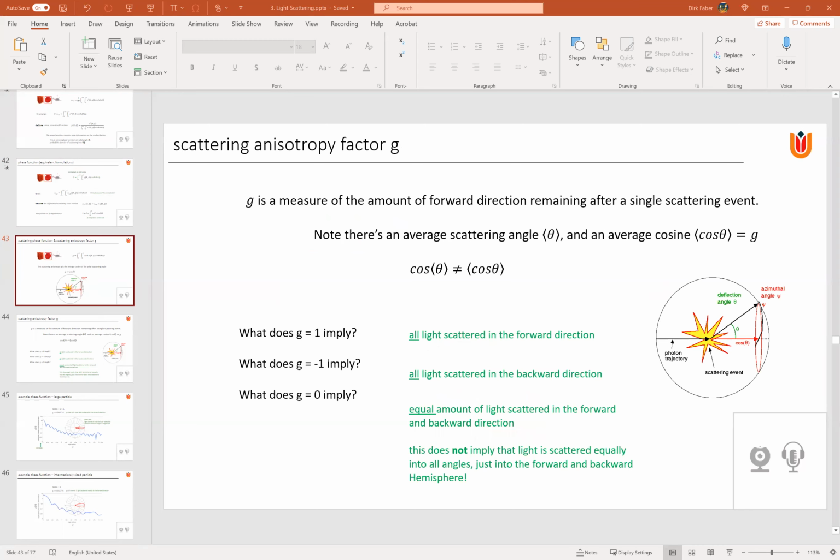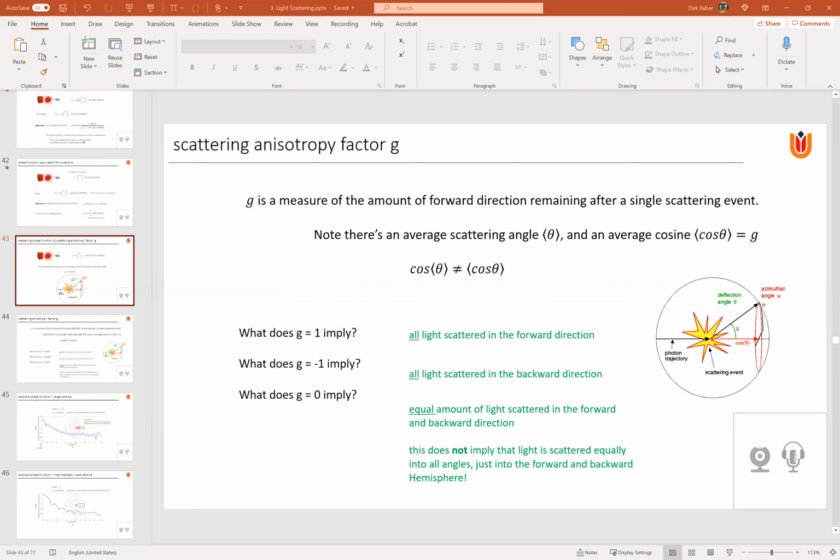You can also interpret it as a measure of the amount of light that is still traveling in the forward direction after a number of scattering events, after interactions. So if theta is small, that means a small angle, then the g will be close to 1. So if you have a g value that is close to 1, then a lot of light will be scattered in the forward direction.